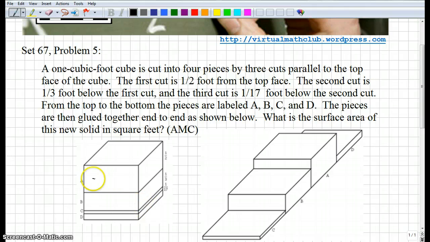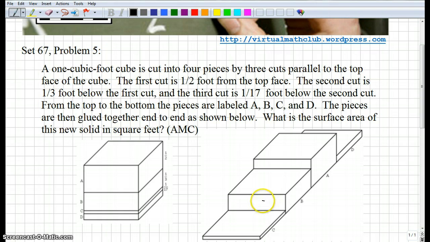Okay, and these are all labeled A, B, C, and D. And then they're taken apart, and the pieces are lined up like it's shown here. So C, which is the 1/17 of a foot thick piece, is here, and then B's a 1/3 of a foot in thickness, A is a 1/2 foot in thickness, and then D is the leftover, gets stuck over here, and they're all glued together. And the question asks, what's the surface area of this new solid? The new solid being this stair-step like thing.